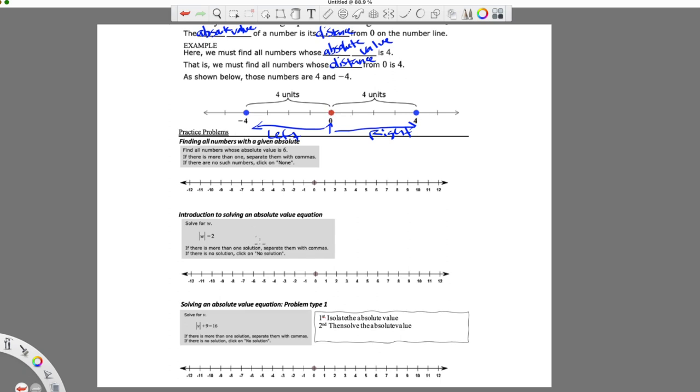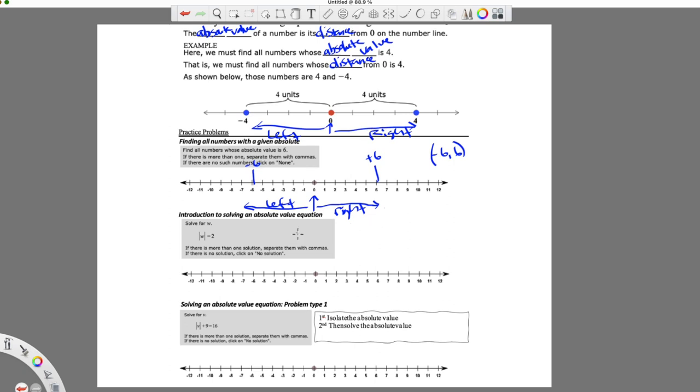So that's what we're going to do down below here. Find all numbers whose absolute value is 6. So again, if this is my starting point, I can go to the right 6 units, which would land me on +6. Or I could go to the left 6 units, and that would land me on -6. So the answer is -6 and 6, like this.